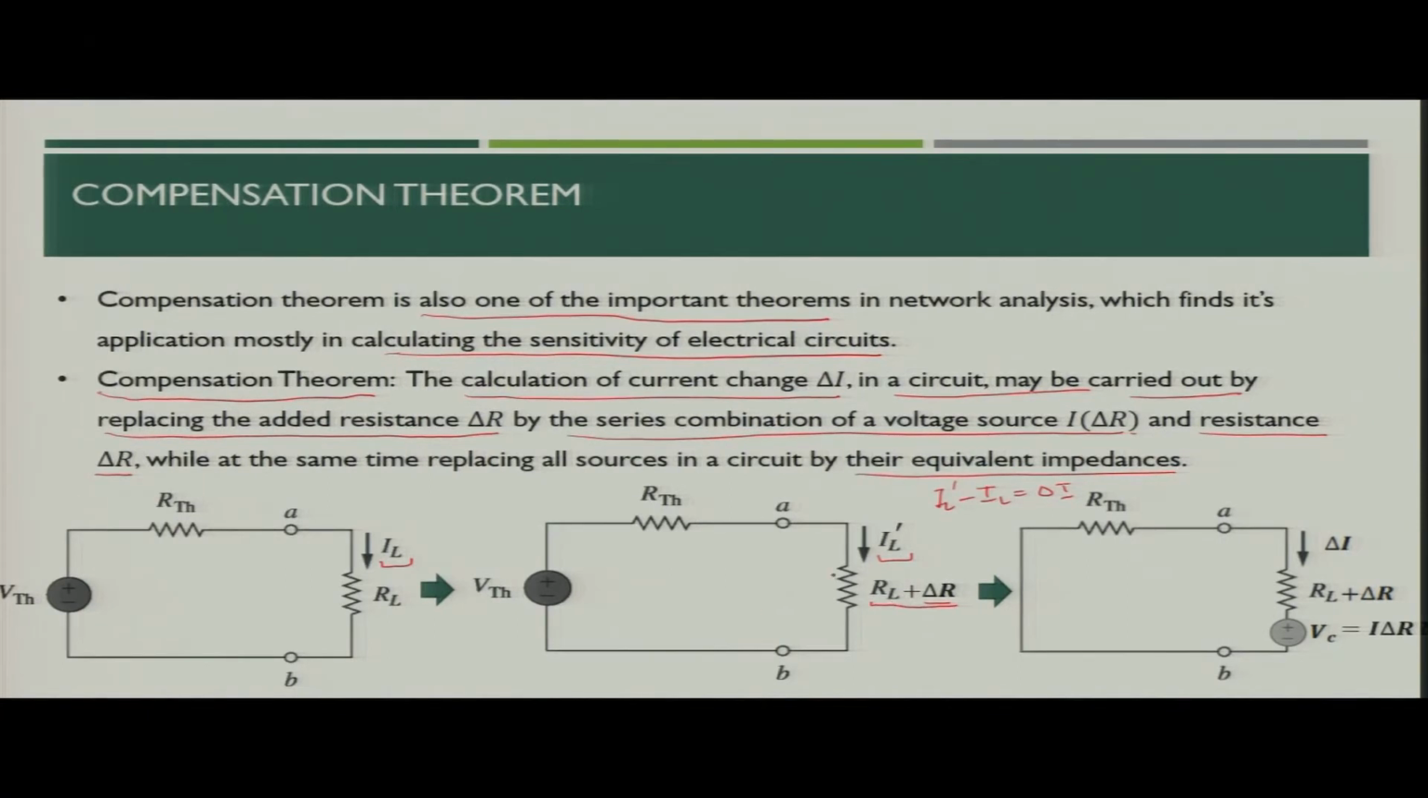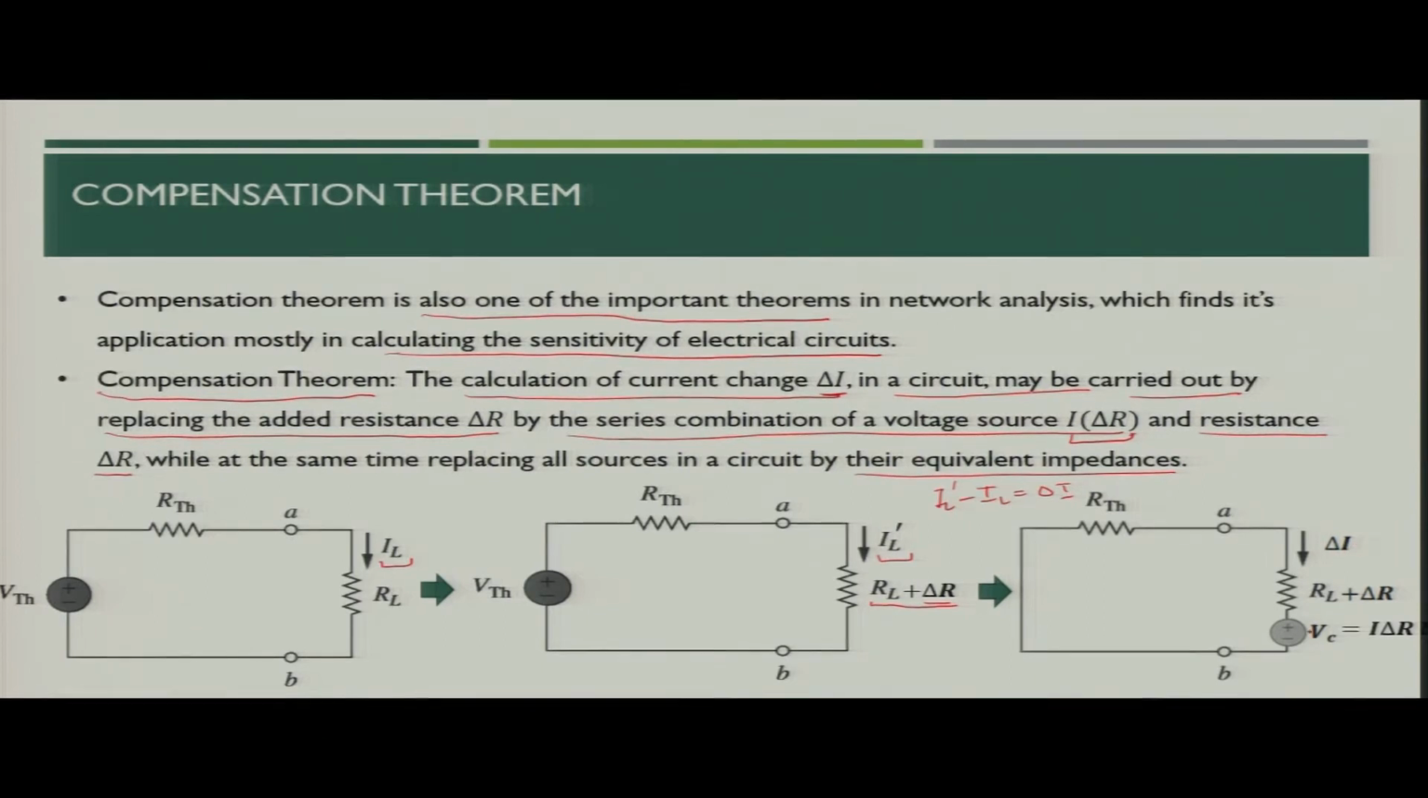So, if you want to see the impact of only the delta I, you can equivalently represent the circuit with a new voltage source Vc, which opposes the direction of the flow of the current, and the value of Vc is I into delta R, which would be connected in series with RL plus delta R. So, now the current flowing, delta I, is driven by the voltage source Vc, which would be I into delta R. So, you again see the compensation theorem, the calculation of current delta I. When you place the arrangement like this, you can easily find out the value of delta I.